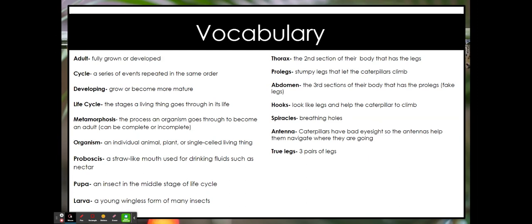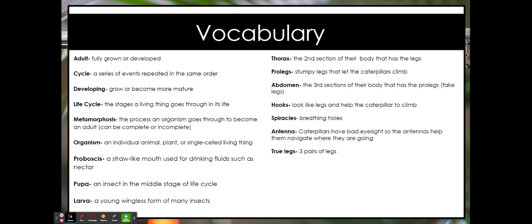All right, let's dive back into a little bit more of our vocabulary. We've been talking a lot about our life cycles, and that is the stages a living thing goes through. For our caterpillars, we have already moved through one of our life cycles. They had been in their egg, they've now come out of the egg, and they're moving into their next stage as a larva. They don't have any wings. They are just currently little caterpillars moving around.